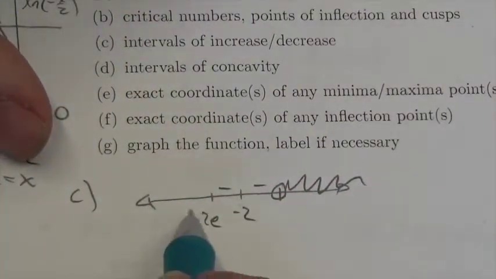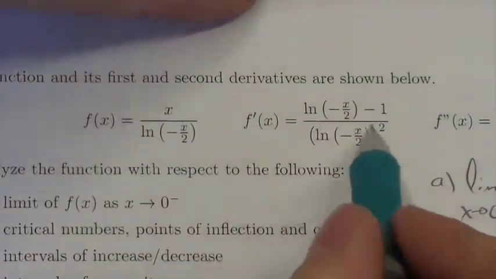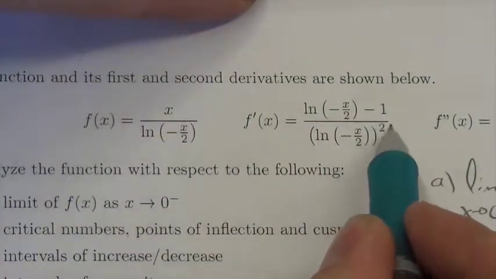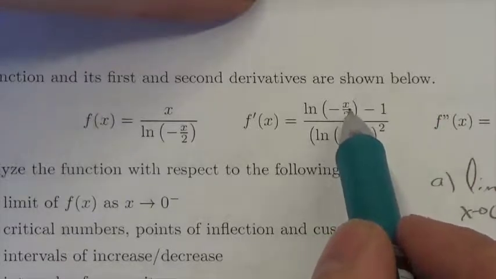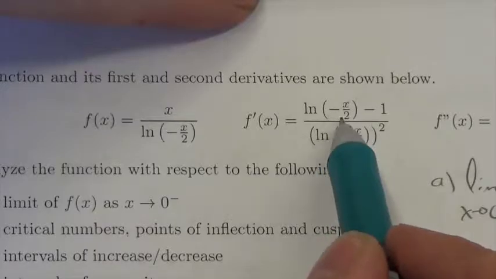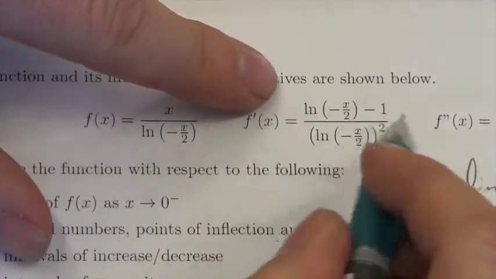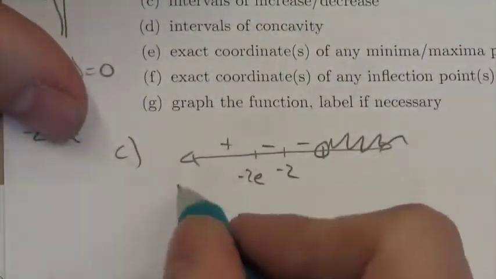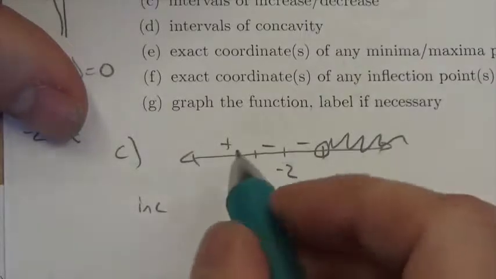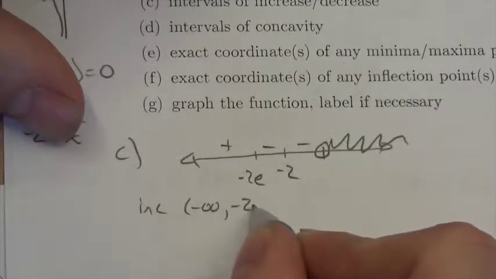And if you throw in a number that's less than negative 2e, let's throw in like negative 10, well, first of all, the denominator is going to be positive because of that. And if you throw in the negative 10 into this, the negatives will cancel. 10 over 2 is 5. When you take the log of that, that will be larger than 1. So that whole numerator is going to become positive, and that's going to make this positive right here. So I'm going to have an increasing interval here from negative infinity up to negative 2e.